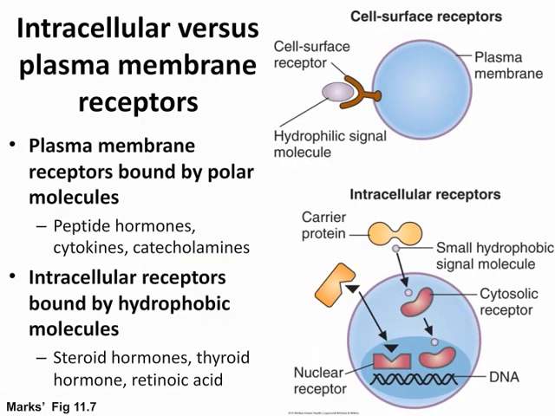Okay, so this is another learning objective, knowing the difference between intracellular and plasma membrane receptors. So when we talk about receptors, they usually fall into 2 categories, intracellular or plasma membrane receptors. So messengers that are used intracellular have to be hydrophobic molecules. And if we're talking about the plasma membrane, then they're going to be receptors bound by polar molecules. So plasma membrane, polar molecules, such as peptide hormones, cytokines, catecholamines, and intracellular receptors are going to be hydrophobic molecules. So steroid hormones, thyroid hormone, retinoic acid. Know the differences between them, and then also know the examples.